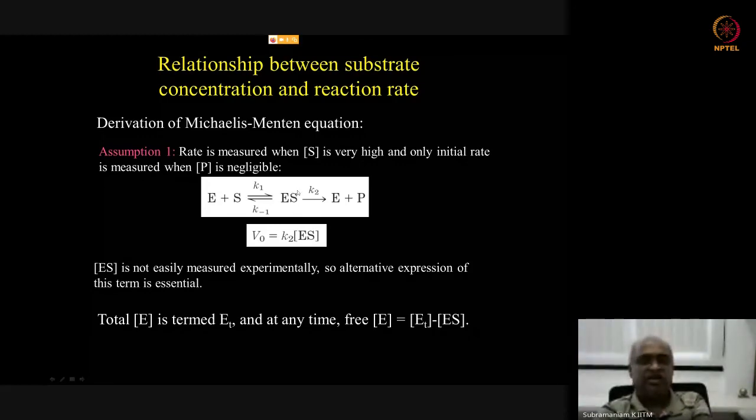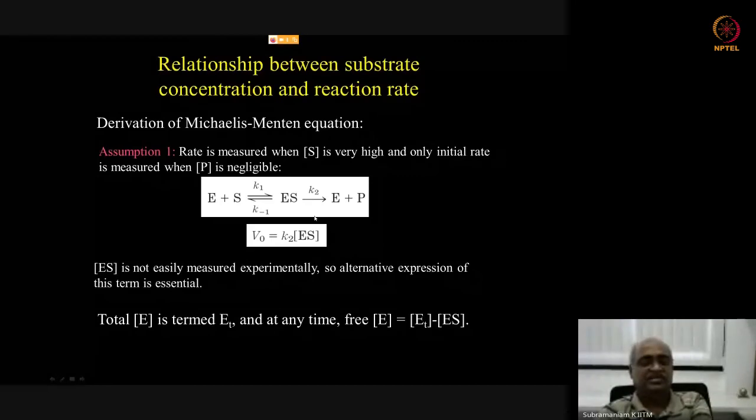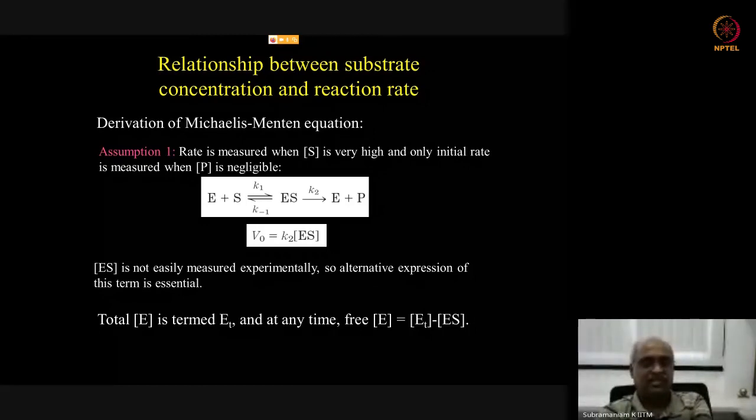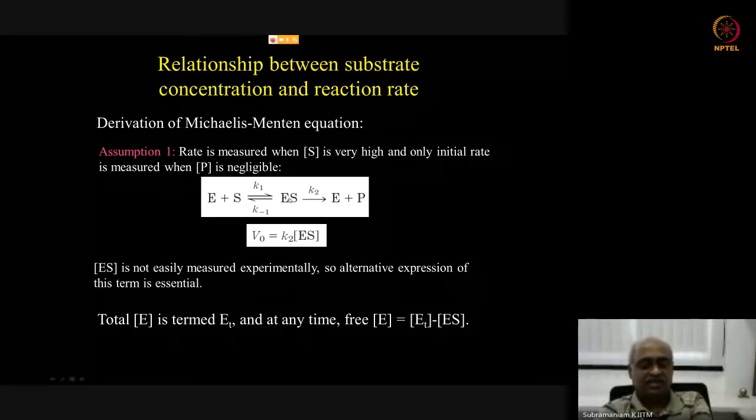And after some time, still very initially in terms of the amount of substrate getting converted into product, you reach steady state, meaning you reach a state where the ES concentration remains constant, meaning the ES breaking down either side, like going back to E plus S or E plus P, like K minus 1 or K2. Now K minus 1 and K2, the rates of these two reactions are equal. That is what we call the steady state. That is when the ES concentration is going to remain constant.